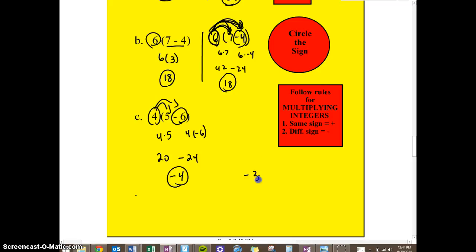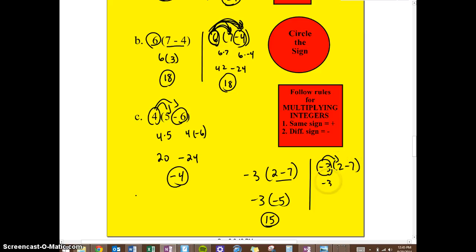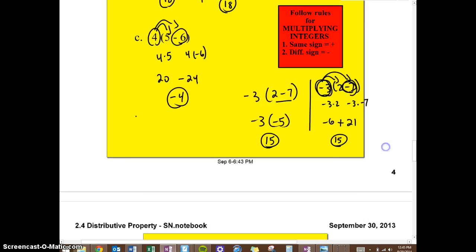Let's say we have this example. Negative 3 times 2 minus 7. Again, if this was a simple operation problem and I said don't worry about the distributive property, you'd say, well, 2 minus 7 is negative 5. Negative 3 times negative 5 is 15. If I asked you to use the distributive property, we'll lasso, take the negative 3, lasso the 2. Negative 3 times 2 is negative 6. Negative 3 times negative 7 would be 21. 21 is positive, so we see negative 6 plus 21 is 15. And that's kind of a preview of how we would use that.